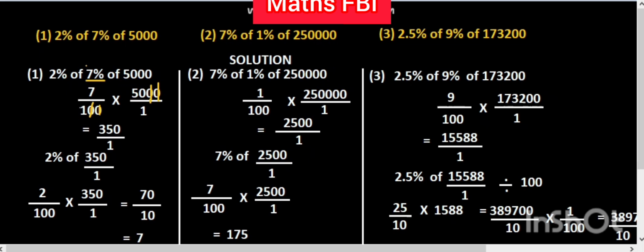So now let's get 2% of 350. Okay, so 2% of 350, 2%, as you can see, is represented here as 2 over 100. 2% means 2 per 100, 2 over 100 times 350 over 1. Okay, so 0 cancels 0. All right, and so we are left with 35.